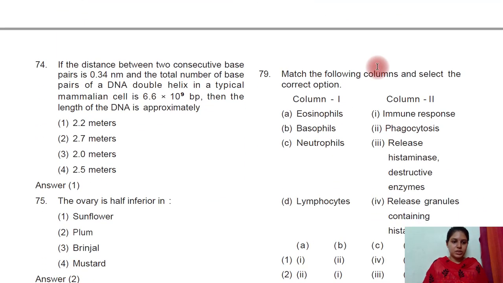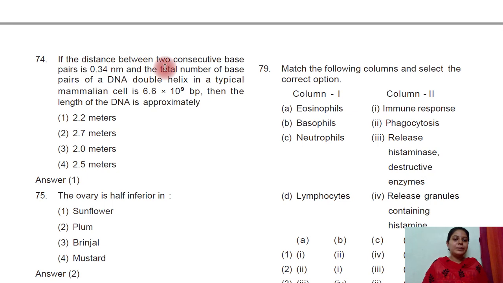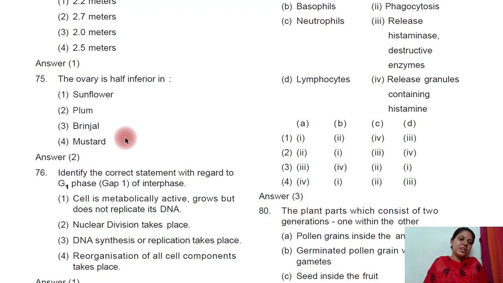Next question. Look at this problem. The distance between two consecutive base pairs is just 0.34 nanometer. They have given that. And the double helix in a typical mammalian cell is 6.6 into 10 to the power 9 base pairs. Then what is the length of the DNA? It's simple: you multiply the base pair distance with the number of base pairs to find the length of the DNA. Just multiply these two and you'll get 2.227, I think. I've only given the first few numbers. That's all. Next, the ovary is half inferior in length.